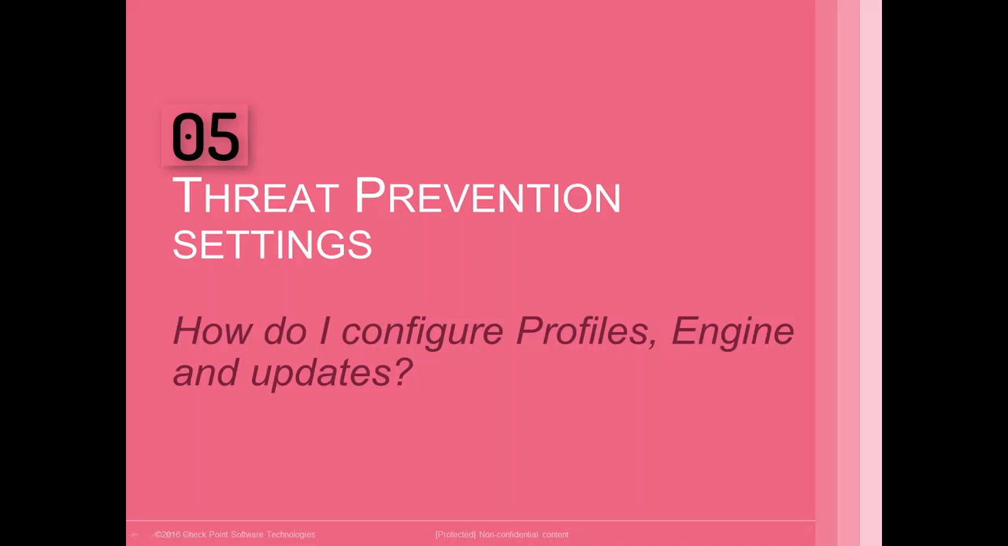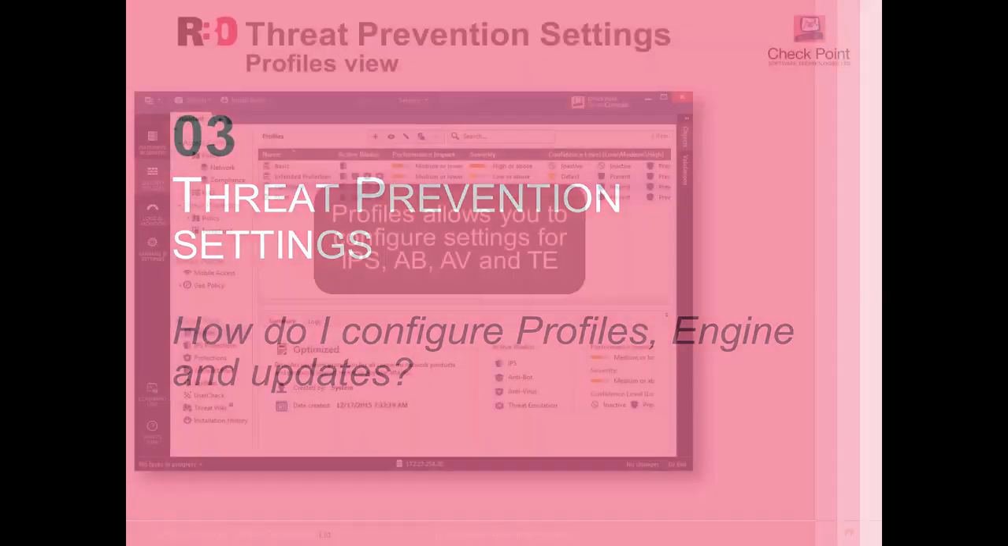How do I configure my threat prevention profiles with the different software security blades? How do I change the different engine settings for those blades? Where do I find these settings? And how do I configure my updates? Is it possible to revert my updates without breaking the access control policy, etc.?